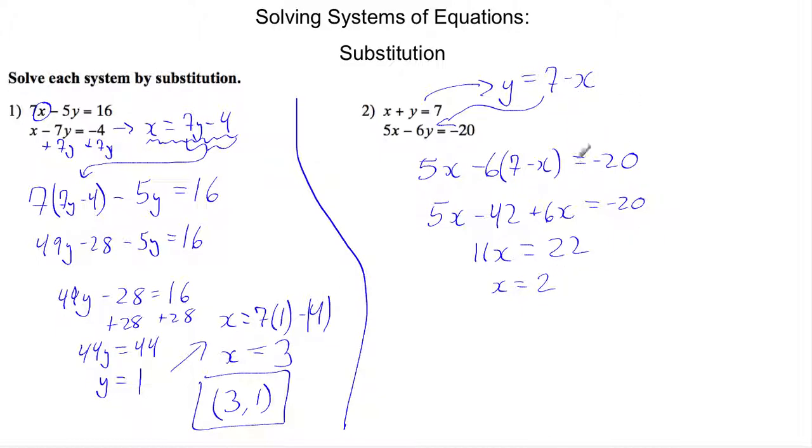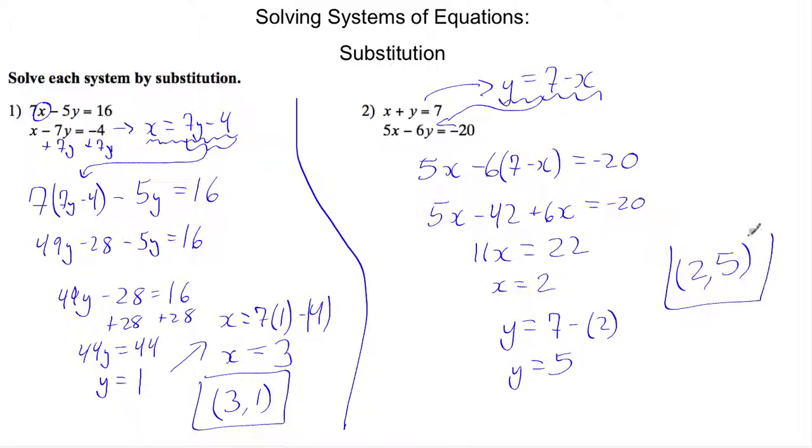Again, I can take this x and substitute it into that equation I solved for here, and say that y is equal to 7 minus x, which in this case is 2. So y is equal to 5. So my answer is x comma y, or 2 comma 5.